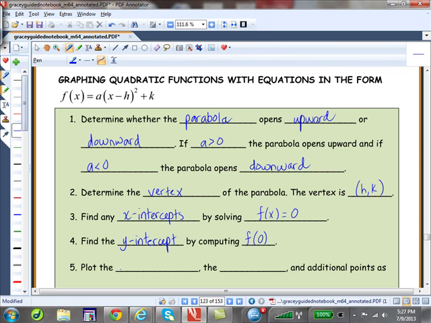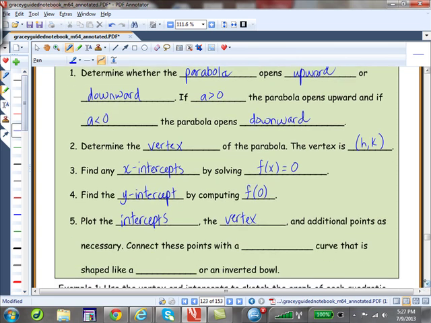You want to plot the intercepts, the vertex, and then any additional points as you deem necessary. Then you connect these points with a smooth curve. You don't want to have them jagged. And it's shaped like a bowl or an inverted bowl.